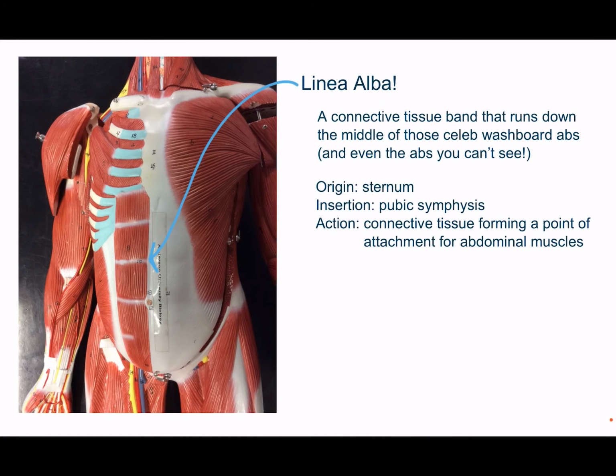So your linea alba, which is super important, even though it's not a muscle, you notice that we talked about it a lot because it's a connective tissue band that runs down the middle of those abs. It originates at your sternum, so up here, and it's going to insert at your pubic symphysis, which is the junction of your pelvis, so right in the middle, running straight down the middle of your belly.